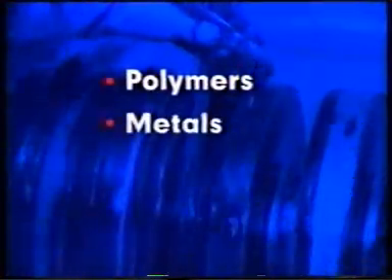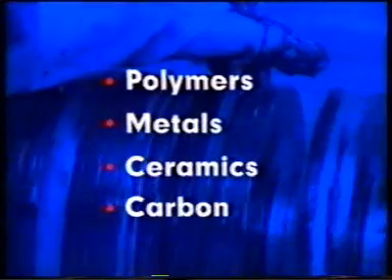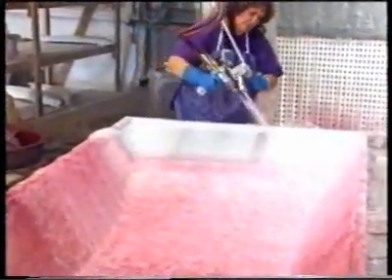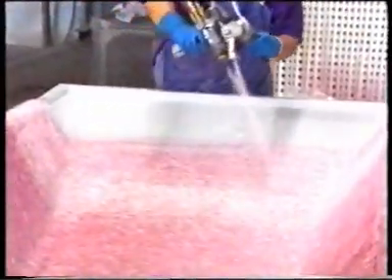Reinforcement is usually in the form of fibers or particles. Both matrix and reinforcement materials can be polymers, metals, ceramics, or carbon. The focus of this program is on the most widely used composite materials, fiber-reinforced thermosetting polymers.